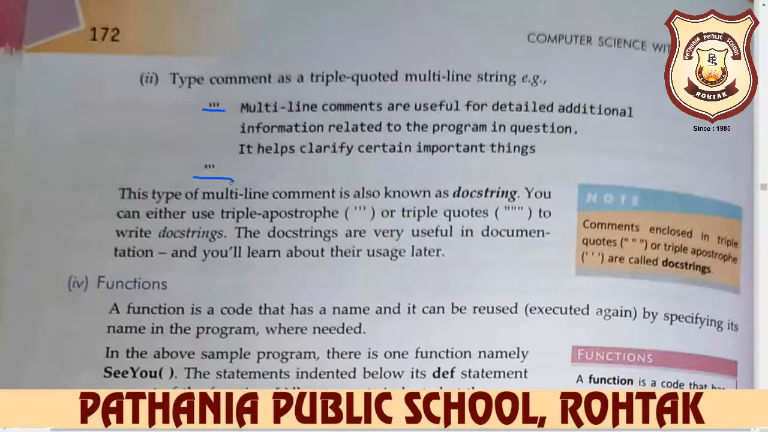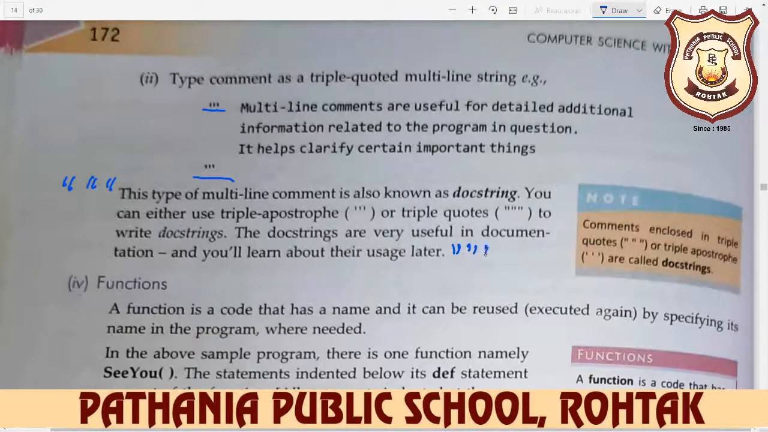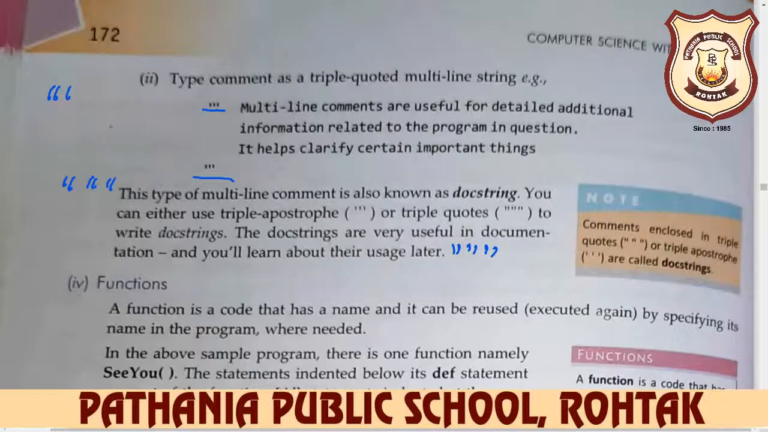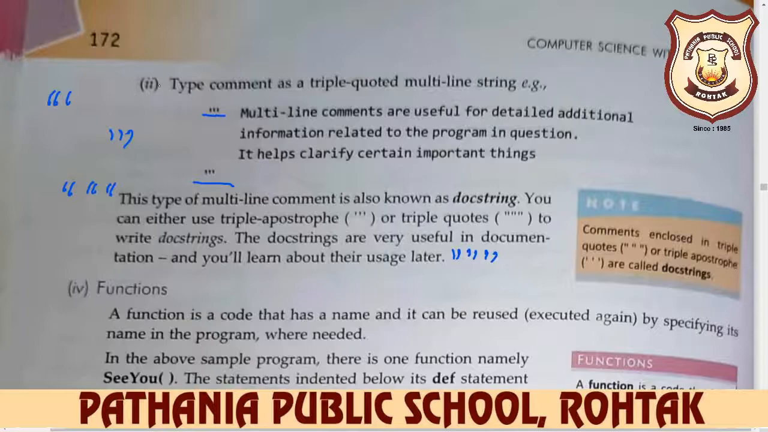Or for example, I want a comment from here to here, so we put the triple quotes. So you write down 1 2 3 quotes like this, or you write down 3 times inverted commas like this. So between these quotes, you write the text or your comment.